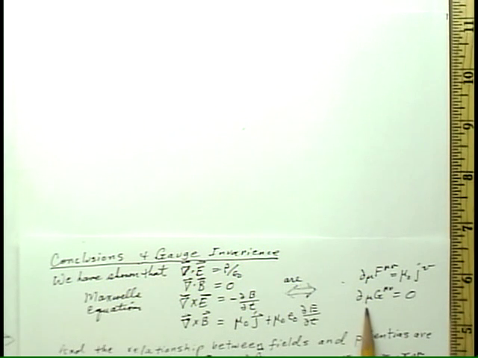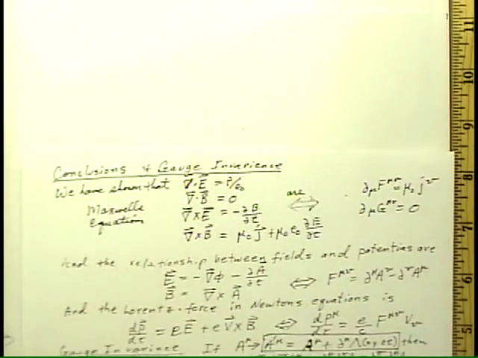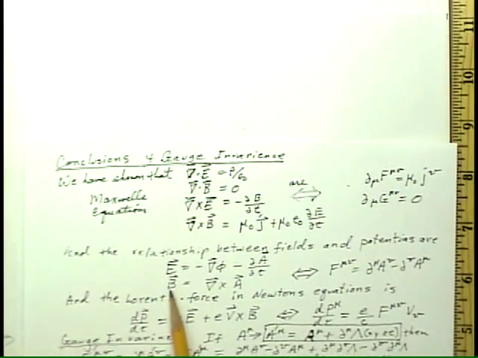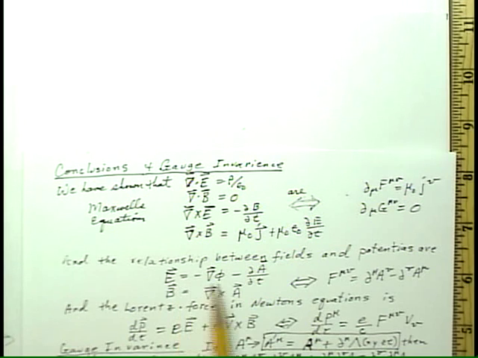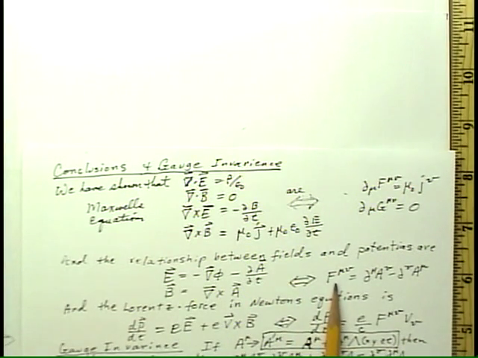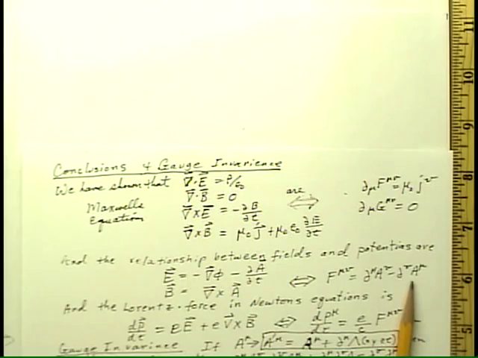And the dual equation, partial mu G mu nu, is equal to 0. These are called the homogeneous, these are called the inhomogeneous Maxwell's equations. We then showed that if we look at the electric and the magnetic fields as being derived from vector potentials in their normal version, this is exactly equivalent to writing F mu nu as the derivative of the 4 potential here.